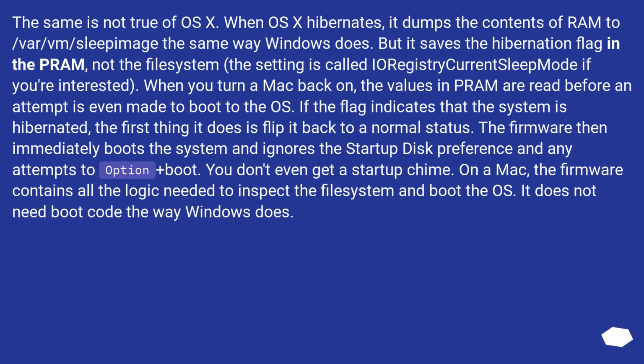When you turn a Mac back on, the values in PRAM are read before an attempt is even made to boot to the OS. If the flag indicates that the system is hibernated, the first thing it does is flip it back to a normal status. The firmware then immediately boots the system and ignores the startup disk preference and any attempts to option-boot. You don't even get a startup chime. On a Mac, the firmware contains all the logic needed to inspect the file system and boot the OS. It does not need boot code the way Windows does.